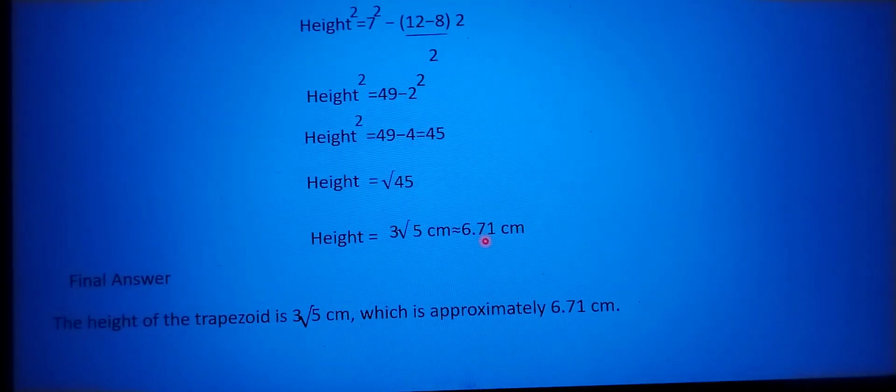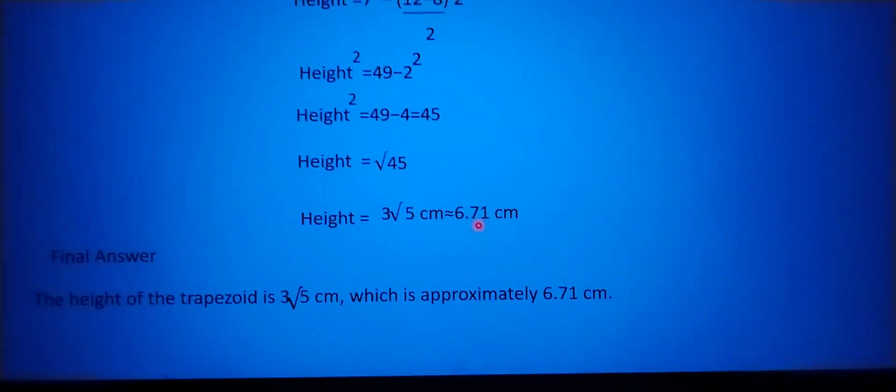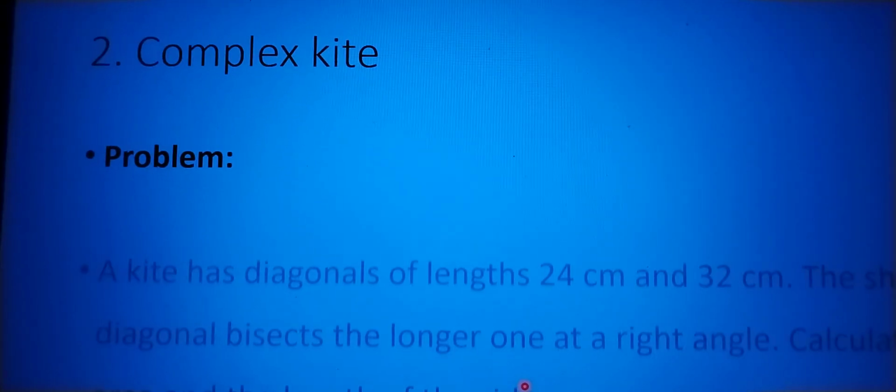Now let's solve our second and last question, which is going to be a complex kite. It is going to be the last question for today. So let's see what is the problem or the question here.